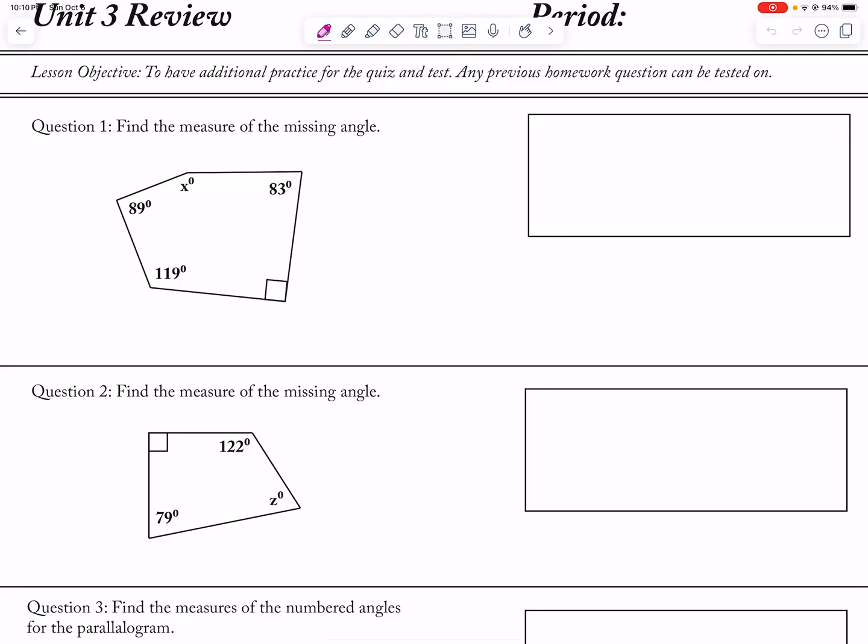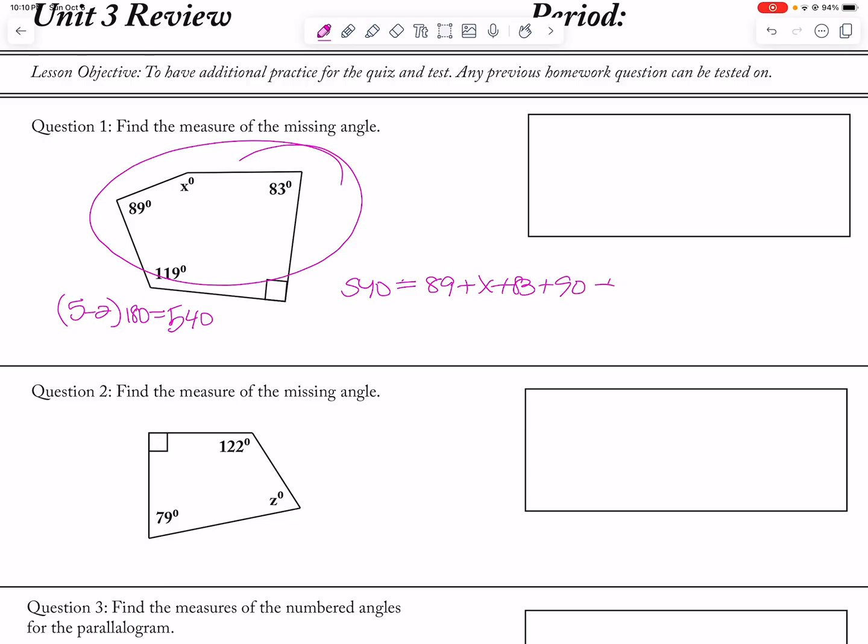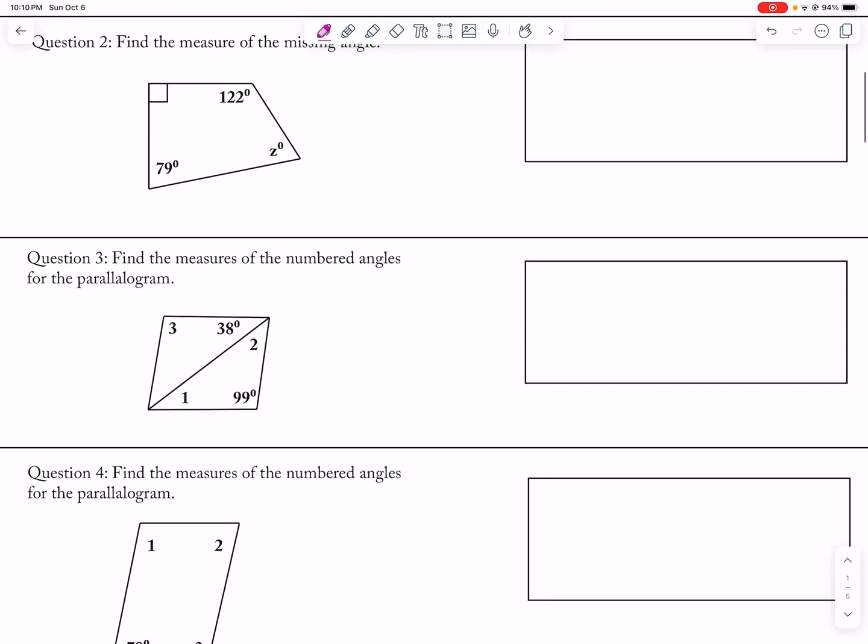All right, let's look at the odd number questions in the review. So, there's a theorem that, and you guys won't see this on your actual test because we never really went over it. But 5 minus 2 times 180 is equal to 540. So there's a theorem that says that the number of sides minus 2 times 180 is the interior angle sum. So that means that 540 is equal to 89 plus x plus 83 plus 90 plus 119. So then the missing angle is 159 degrees.